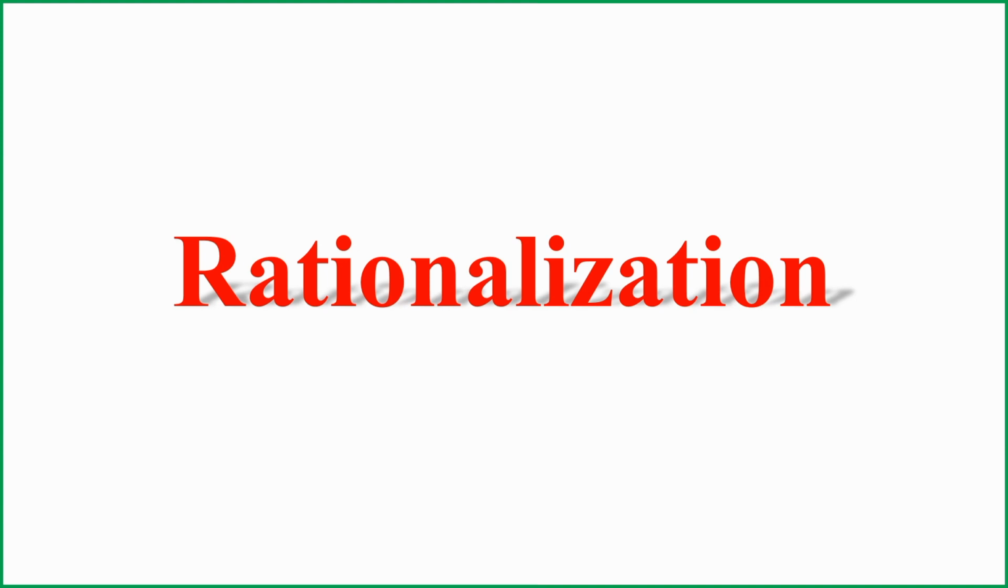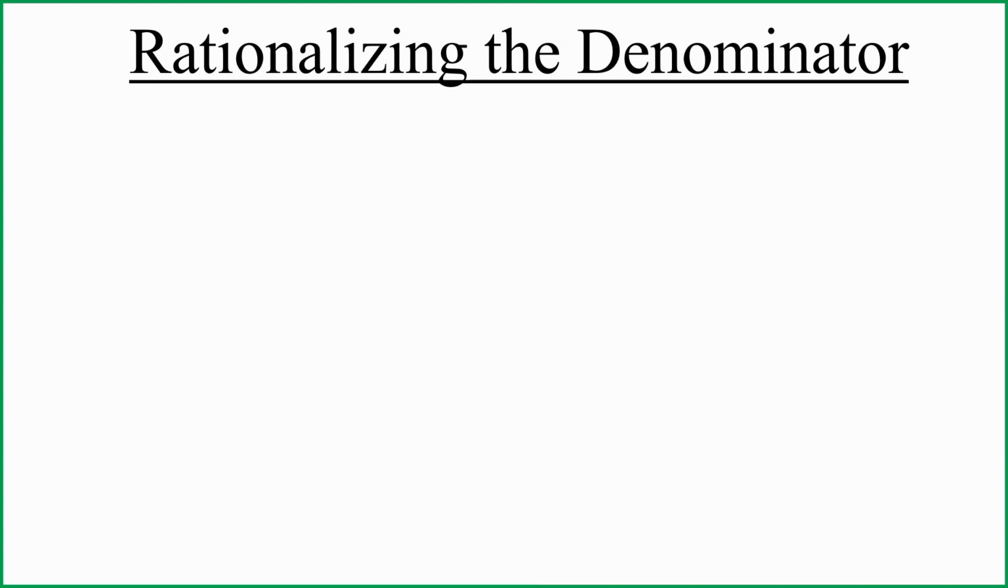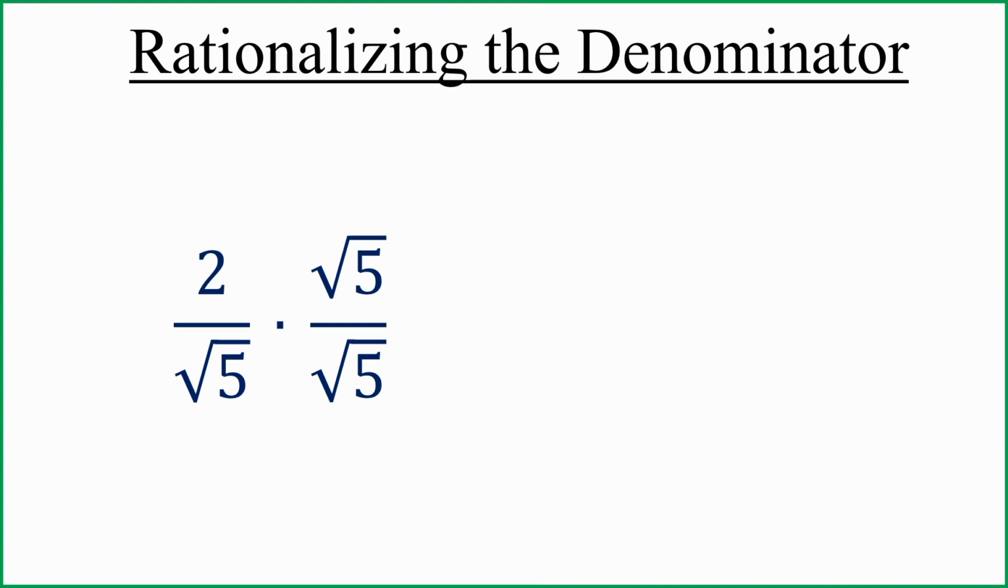To better explain the process, I will show you 3 different examples. First is 2 over the square root of 5. Remember that your objective is to eliminate the square root. What you have to do to rationalize this is simply multiply it by the square root of 5 over the square root of 5. It is basically multiplying 2 over the square root of 5 by 1. Recall that any number multiplied by 1 is simply the number itself.